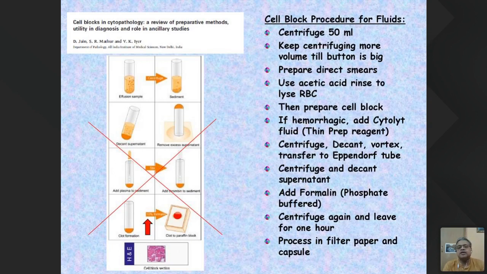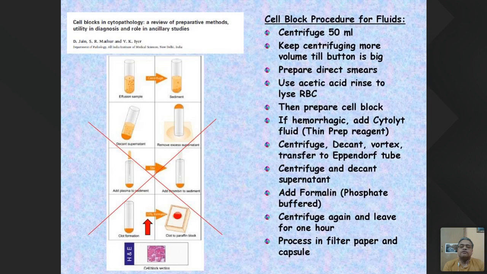In sedimentation, you take a 50 ml centrifuge tube, centrifuge it till the button is big, and prepare a direct smear. The direct smear is subjected to an acetic acid rinse so that it can be evaluated. This gives you an idea of the cellularity. Then you prepare a cell block.